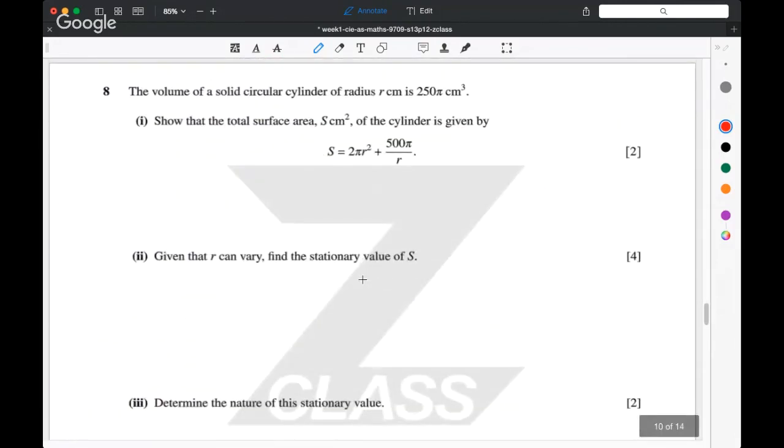Okay, question 8. So we're told the volume of a solid circular cylinder is 250 pi. Well, think about a cylinder.